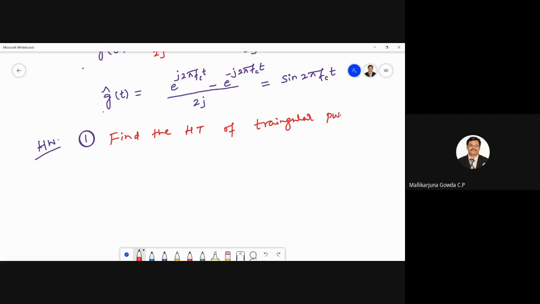Triangular pulse. So the triangular pulse, I hope you all know how to write. I will just give that idea also. This is time, and this is 0, it exists over 1 to minus 1, with a magnitude of 1. So this is my triangular pulse. So I can say this is Tri of t.